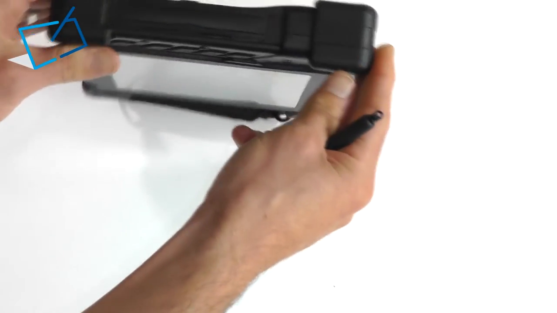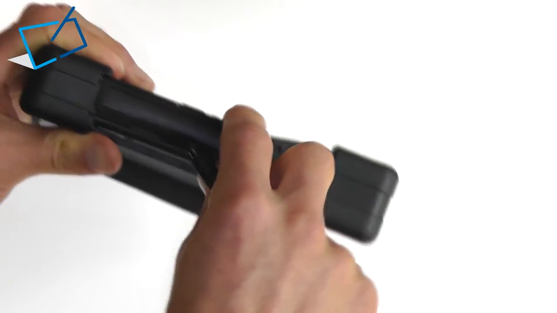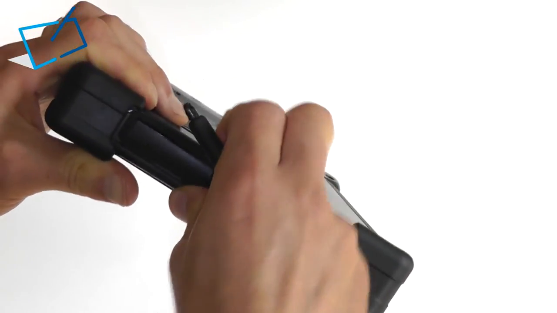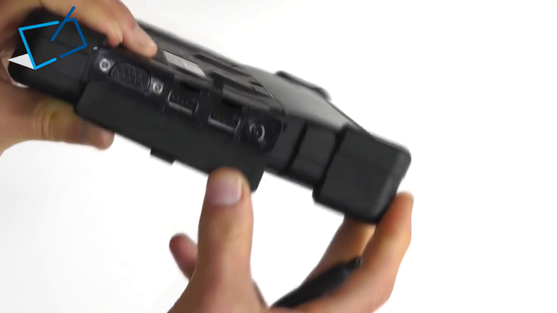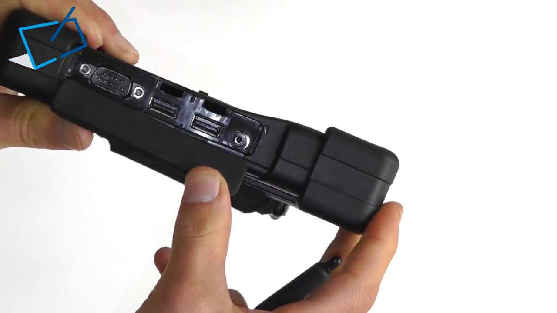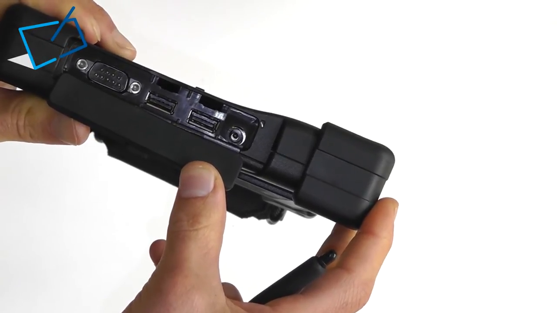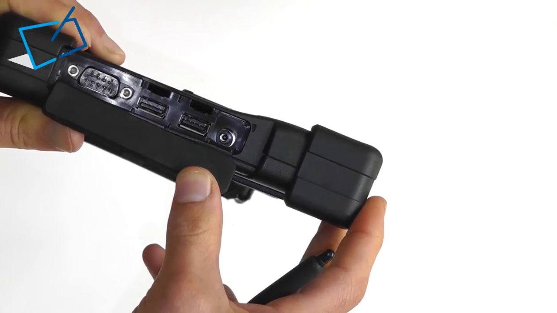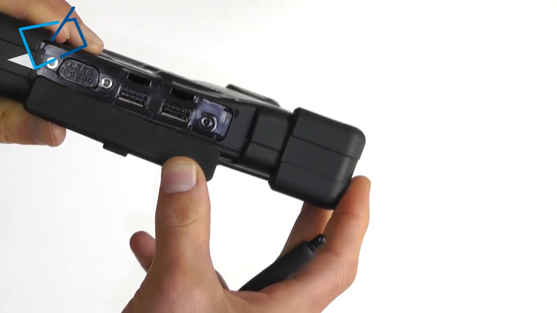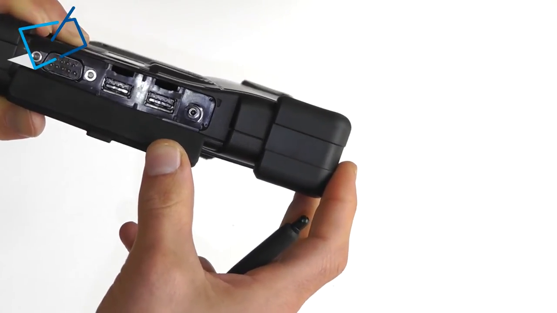Over on the right edge we've got a port cover, and inside there we've got our DC power in, a very welcome two full-size USB ports, and an RS232 COM port, a standard 9-pin COM port, which would be very welcome for a number of users.